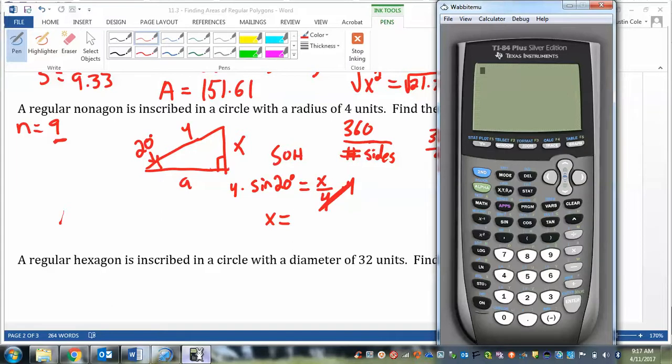So x is going to equal 1.37. Do a couple more decimal places when you're working with the trig functions, just because we want to be as exact as we can be. So we have 4 times sine 20. So I'd do 1.368.